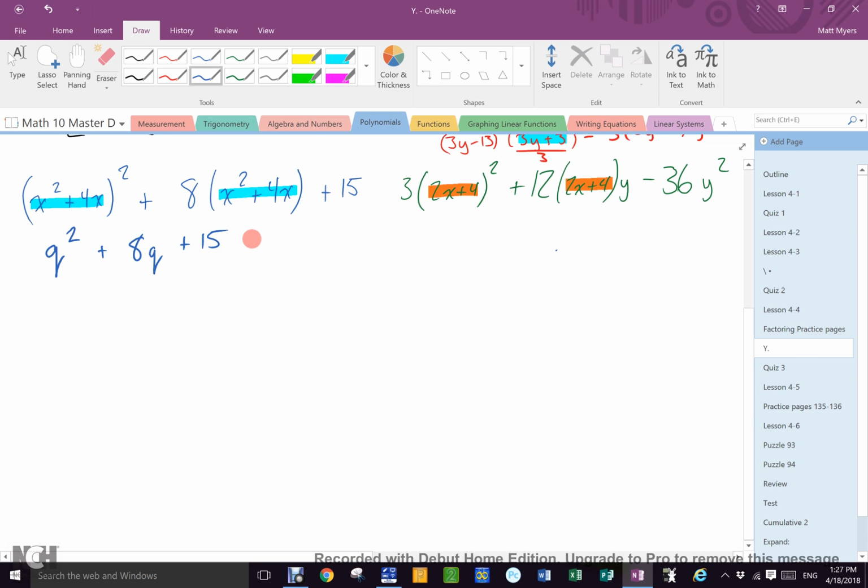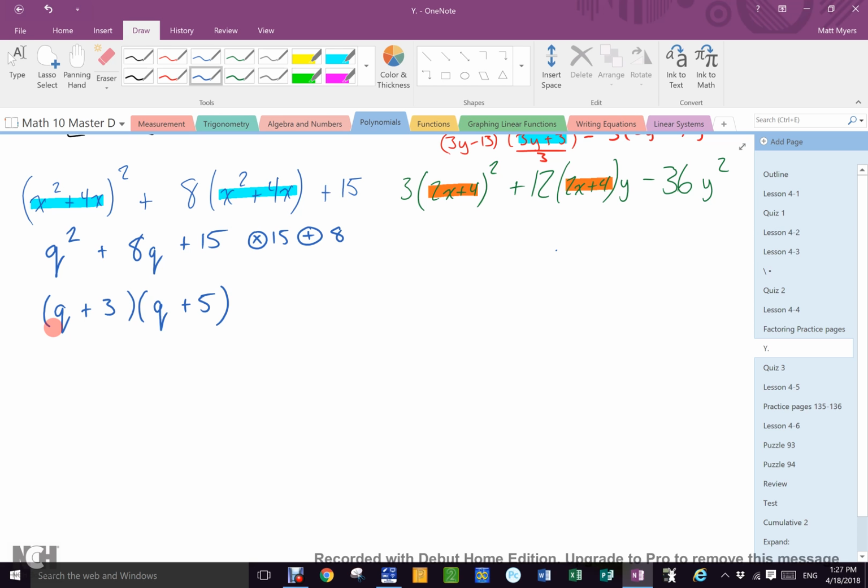You need numbers that multiply to 15 and add to 8. Is it 1 and 15? Is it 3 and 5? Yes. So it is Q plus 3 and Q plus 5. Correct? Is there a Q anywhere in the original equation? So can I have a Q anywhere in my answer? No, because Q doesn't exist in the original equation.